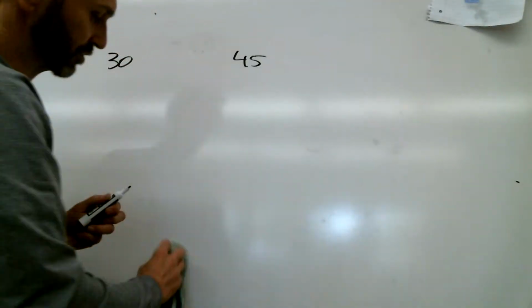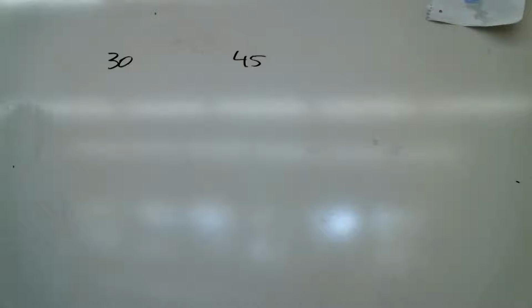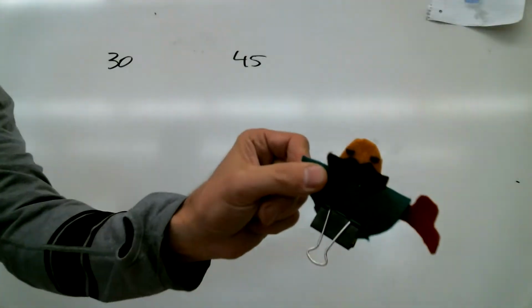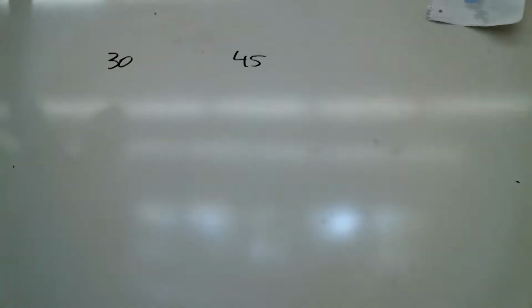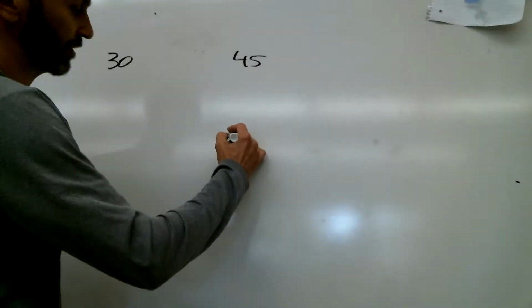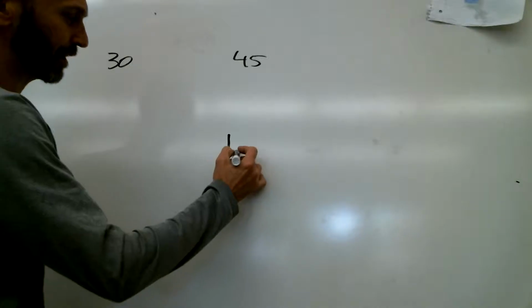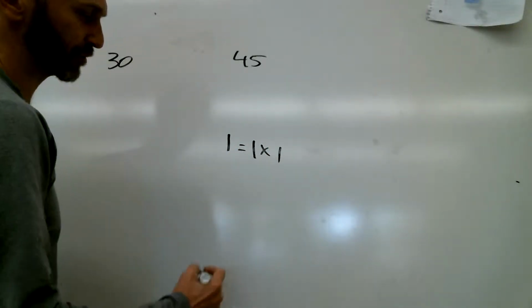First thing we got to talk about is what a prime number is. I have this little guy named Juan. Juan represents the number 1. A prime number is a number that only has a factor of 1 and itself. 1 is the first prime number. The only way to make it is 1 times 1.